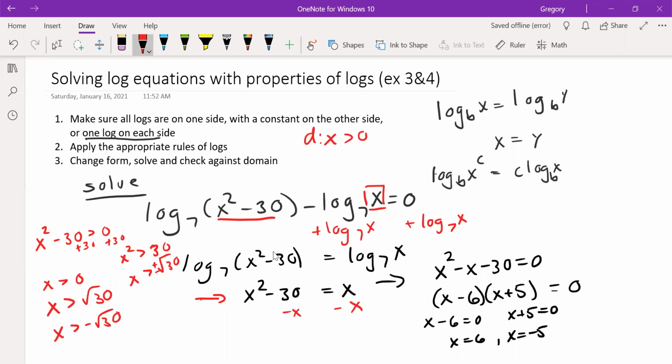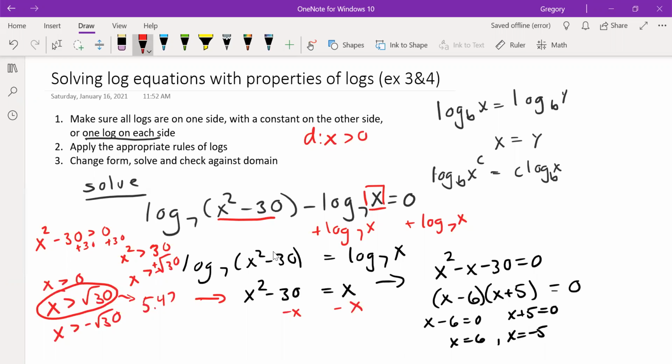The simplest way of doing that is, of my 3 numbers here, 0, square root of 30, and negative square root of 30, which one is the biggest? That would be square root of 30. So I'm going to use that as my overall domain. Now, square root of 30 is about 5.47.